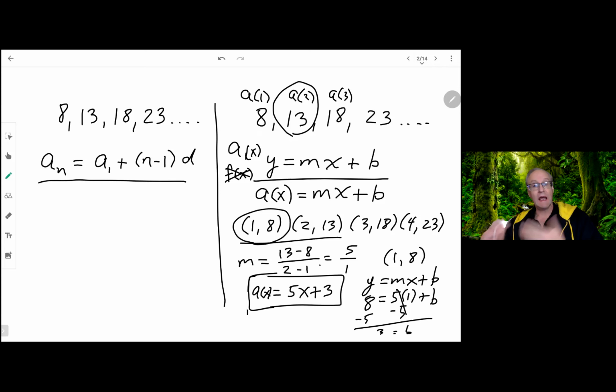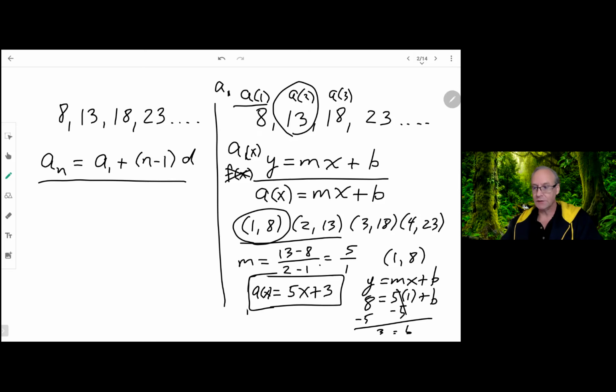Now, if I want a 100, for example, it's going to be 503. If I wanted a 70, it would be 353, and so on. I could find my values as if they're functions. Well, guess what? They are. There is no difference between a1 and a with a little 1 subscript, except notation. That's the only real difference between them.